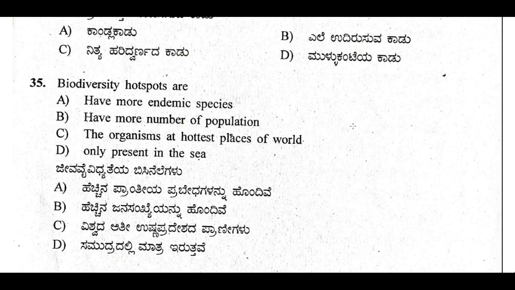Option B, have more number of population. Option C, the organism that live in the hottest places of the world. Option D, only present in sea.